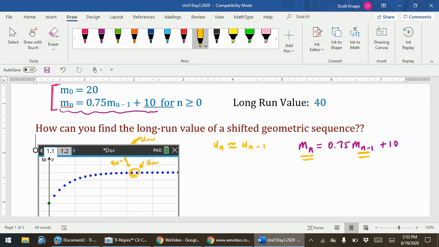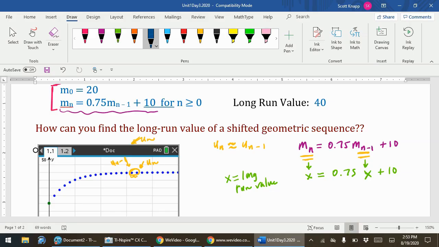So if two things are equal, we can call them the same thing. Let's call them both x. I'm going to bring in a variable called x, which represents the long run value of my sequence, and I'm going to replace term and previous term by x because we said in the long run those are approximately equal. And that gives us a nice simple linear equation that we can quickly solve.